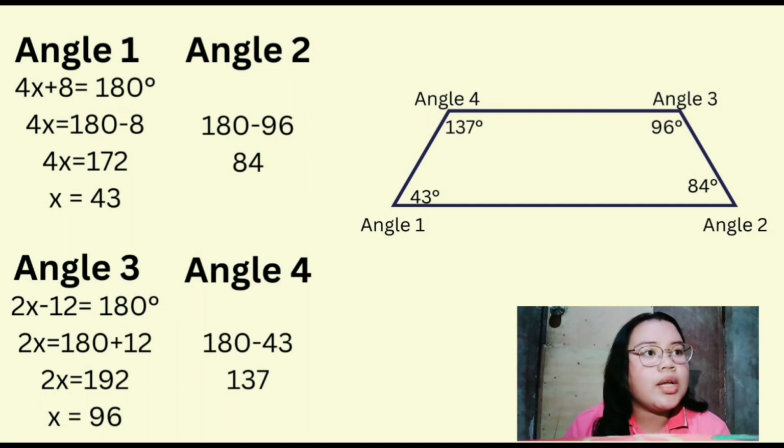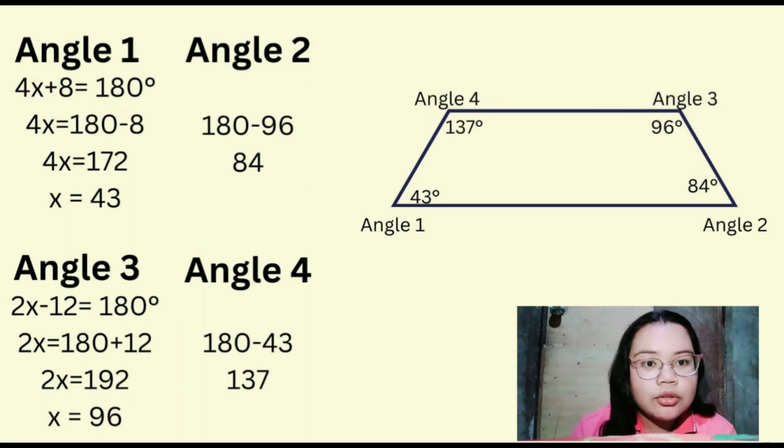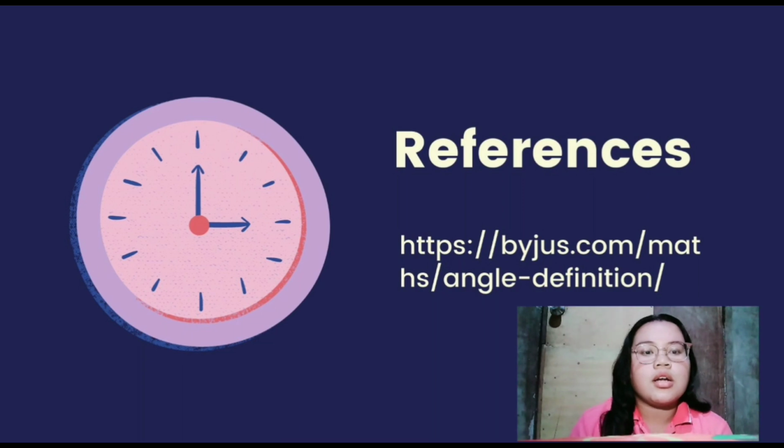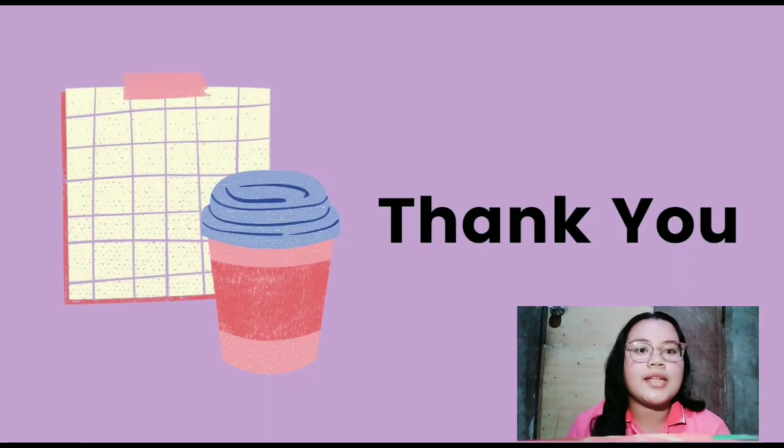So the measures of angle 1 and angle 2 are less than 90 degrees, which are acute angles. While angle 3 and angle 4 are greater than 90 degrees but less than 180 degrees in measure, so they are obtuse angles. So that is for our Find, Identify, and Count. Thank you.